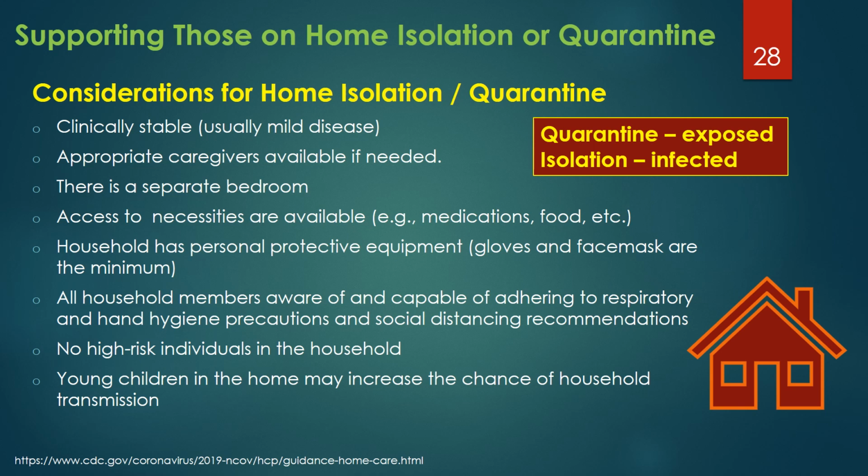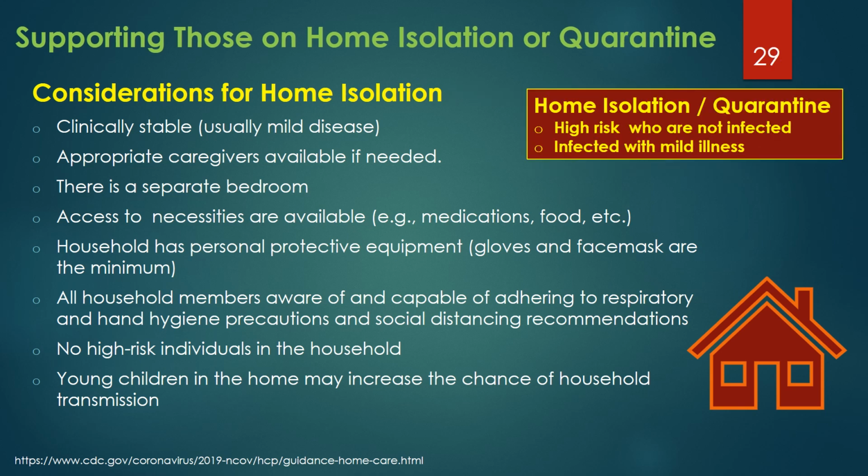A health professional should assess whether the residential setting is appropriate for home isolation or quarantine, or some other venue would be most appropriate. Considerations for care at home include whether the patient is stable enough to receive care at home, which usually means mild or moderate illness. Appropriate caregivers are available at home if needed. If infected and on isolation, there should be a separate bedroom where the patient can recover without sharing immediate space with others to decrease transmission within the household.